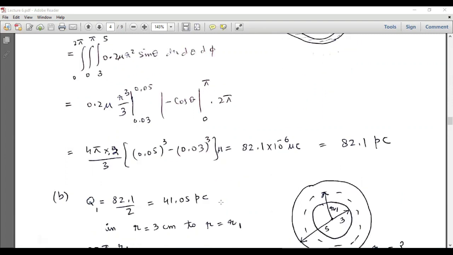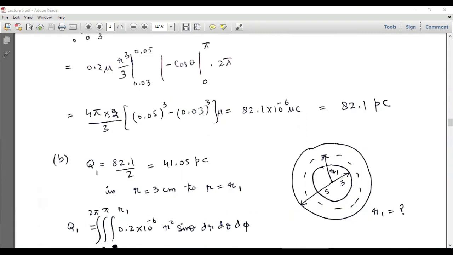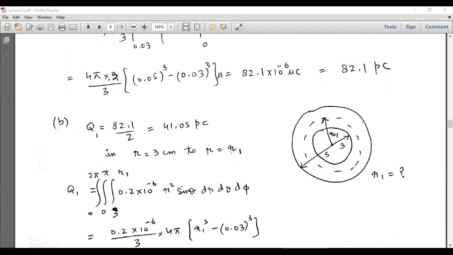And in the second part, we are given that if half of the total charge is enclosed in the region from 3 centimeter to r1, then calculate the value of r1. So we will assume that q1 charge is located in this region from r is equal to 3 centimeter to this r1. So q1 will be equal to Q divided by 2, so it will be 41.05 picocoulomb. And we have to again evaluate the volume integral of the volume charge density to calculate the charge q1, and q1 is given, so we can easily calculate r1.